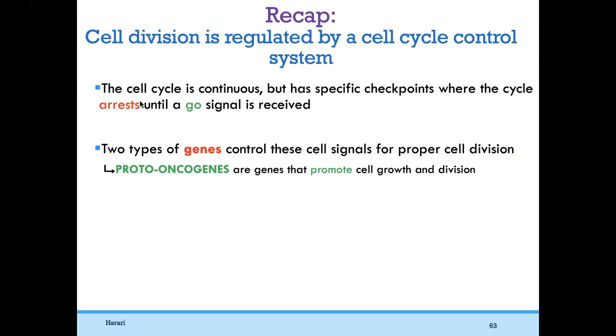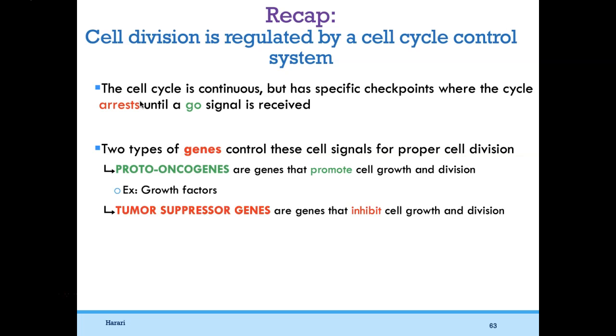Those are the go signals, like the growth factors. So growth factors normally signal to the cell to start dividing. That's called a proto-oncogene. Those are healthy genes that tell the cell when to divide.